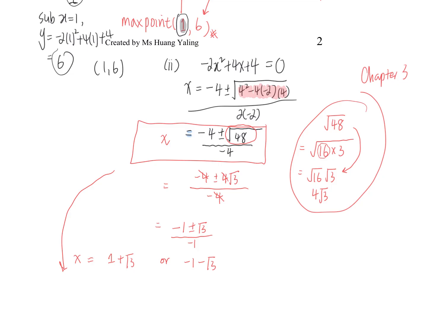Okay, so like I mentioned, exact means leave your answer in surds. That means keep the square root as what it is. Don't go and evaluate on the calculator. So these are your two x values. Okay, that's it. I don't want to say more.